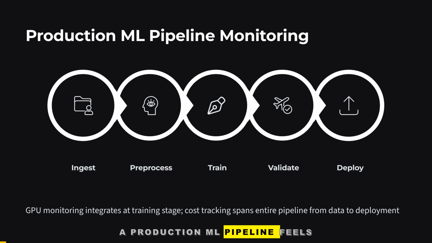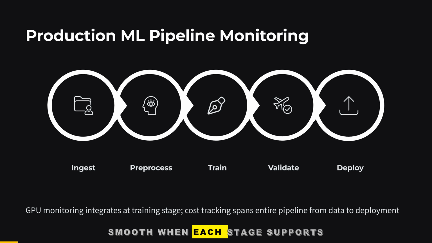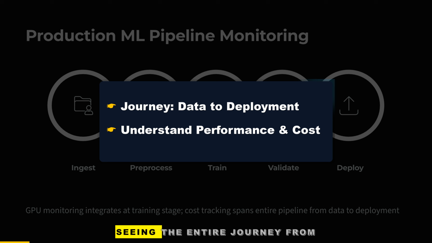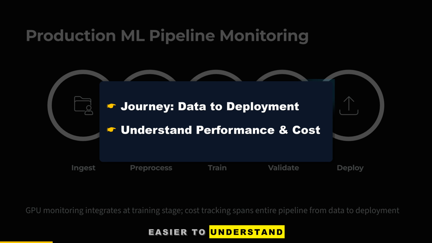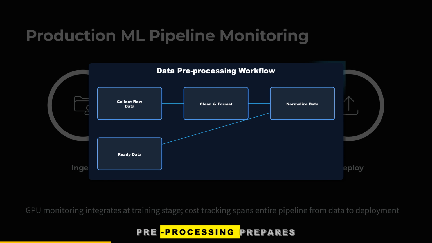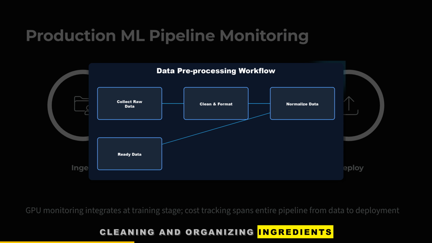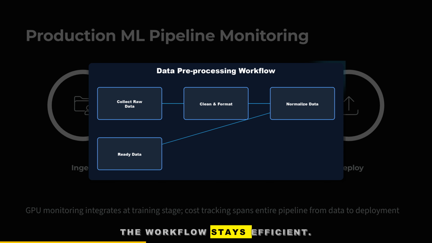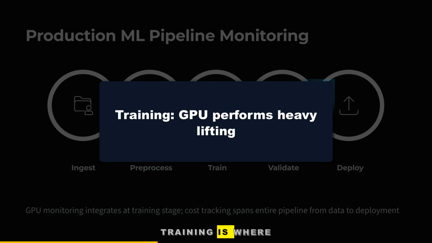A production ML pipeline feels smooth when each stage supports the next. Seeing the entire journey, from data to deployment, makes it easier to understand where performance and cost originate. Ingest pulls raw data into the system the way materials arrive at a factory before assembly begins. Pre-processing prepares that data, like sous chefs cleaning and organizing ingredients so the rest of the workflow stays efficient. Training is where the GPU performs its heavy lifting.